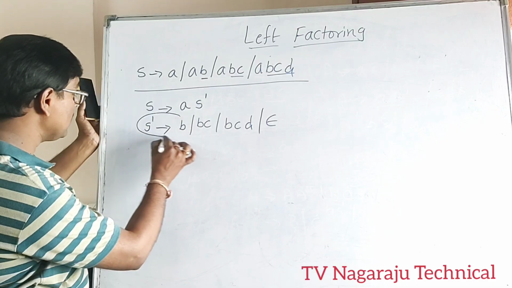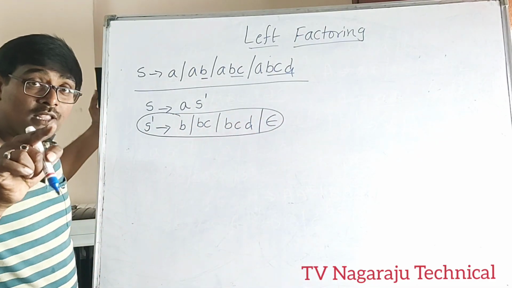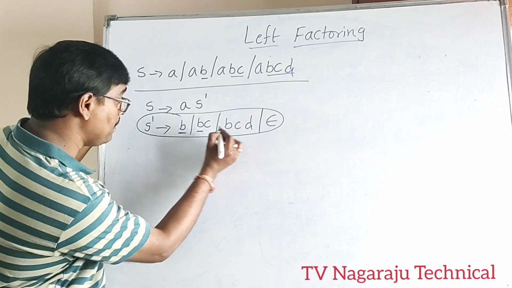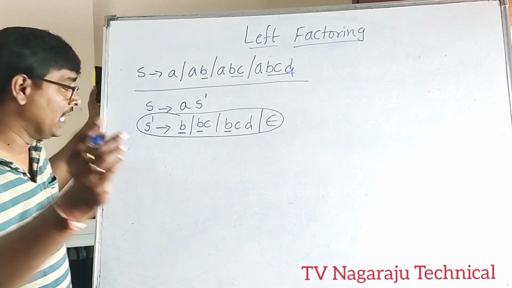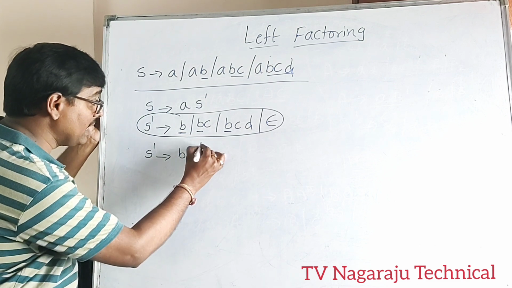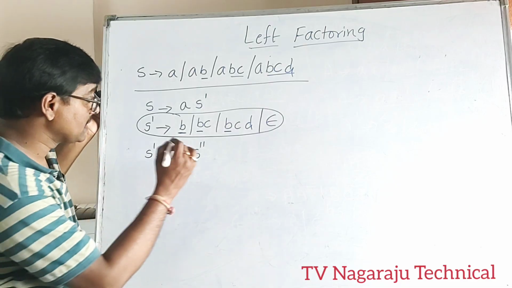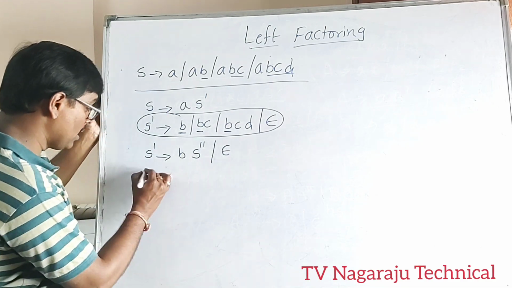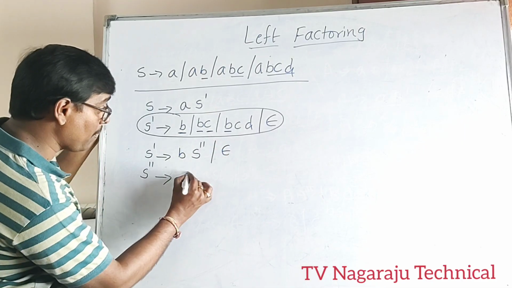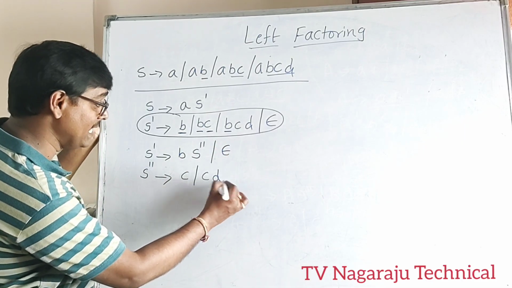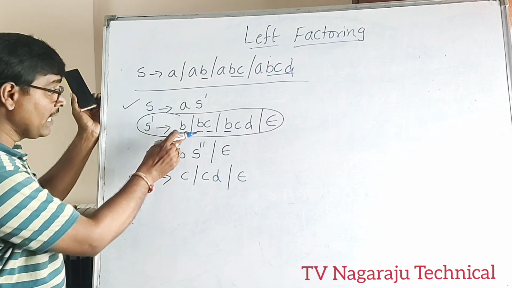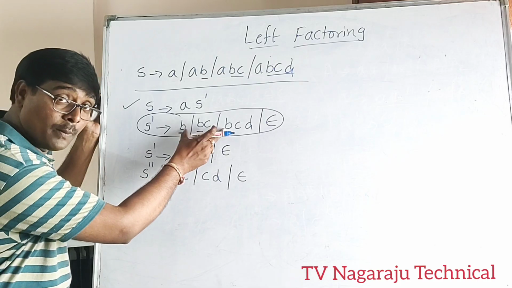Suppose you consider this production again, this production has a left factoring. It has a common prefix B. We need to eliminate it. How? S dash tends to B S double dash, or B, or epsilon. Now this S double dash is replaced with the remaining part, either C or CD, or here epsilon. You got it?